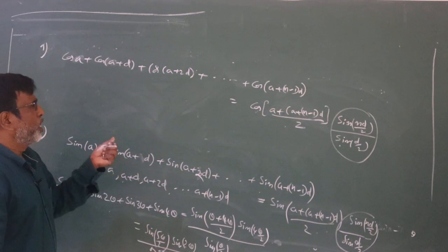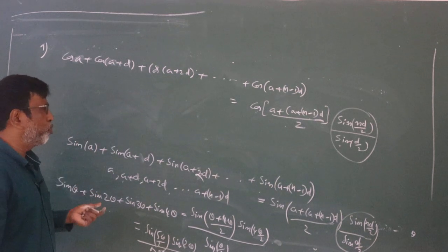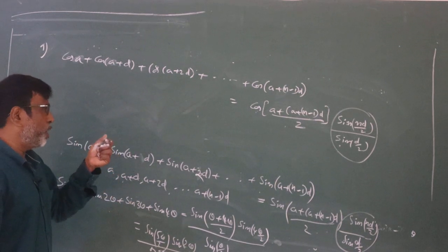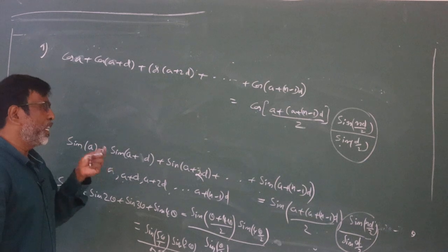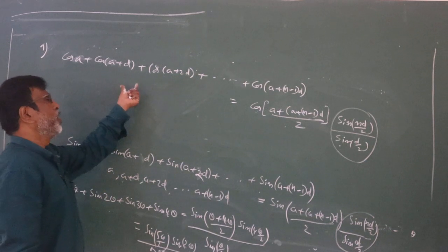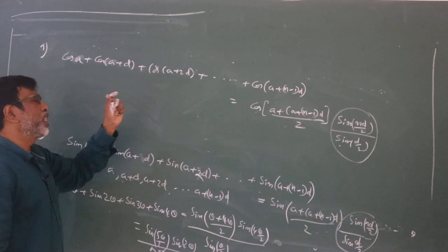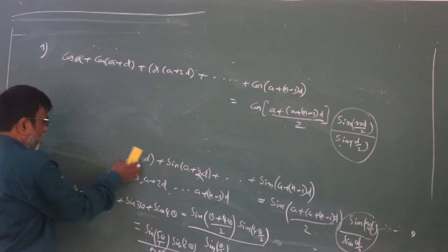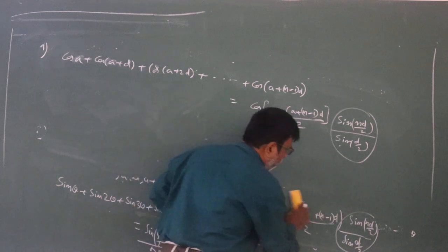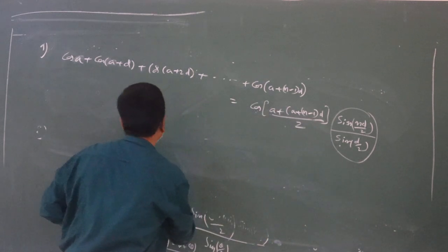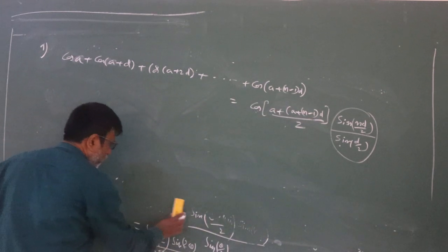Cos of (first term plus last term) by 2, into sine of n d by 2 by sine of d by 2. Here d is the common difference and n is the number of terms. Previously, in this model, one question was given like this.